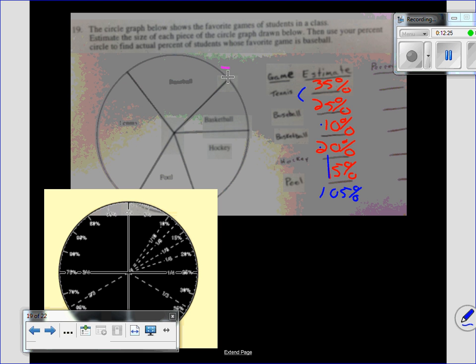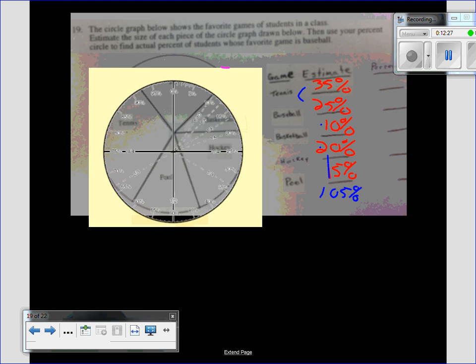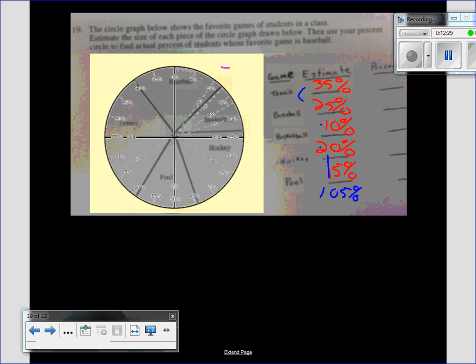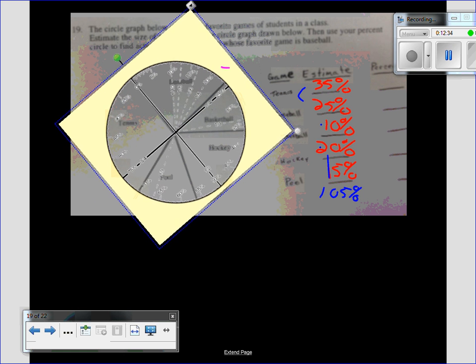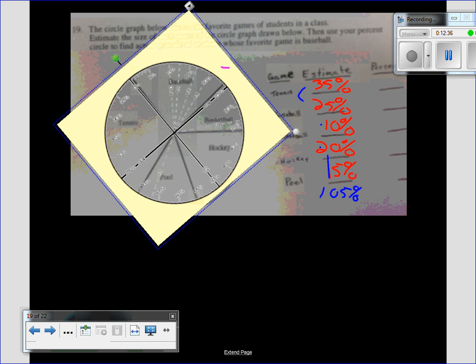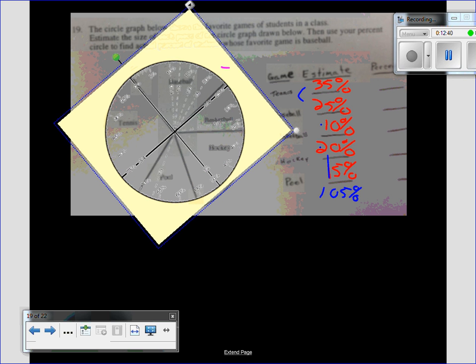Now I'm going to use my percent circle to solve these. I'm going to start off with baseball. So this is where the baseball starts. You're going to be using your template on the test tomorrow. We're starting at 0. We have to make sure it's right in the middle as close as we can. Looks like baseball is right at 24%. That's pretty close to the 25% estimate.